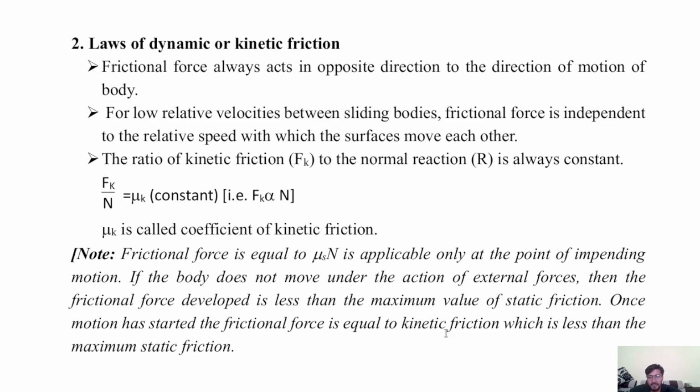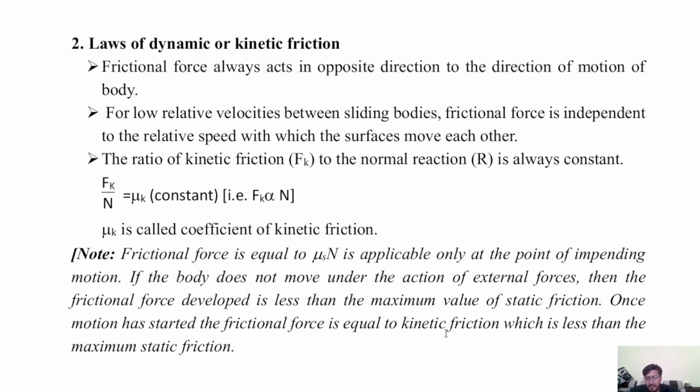Note that frictional force equal to mu s into N is applicable only at the point of impending motion. Impending motion means there is no motion, but just about to move. Impending motion means just start to move condition, but there is no motion.